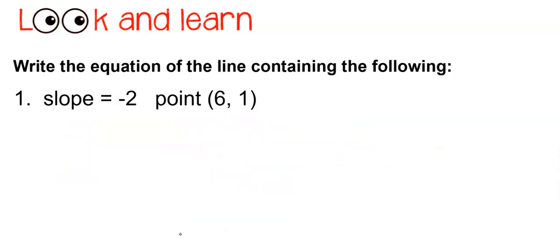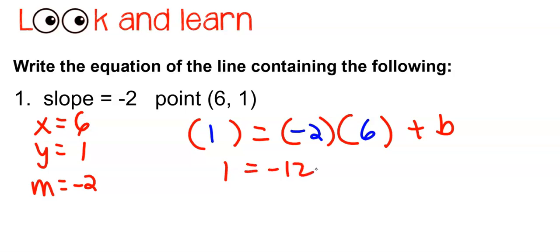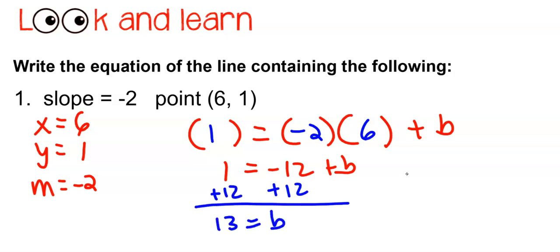Watch one more time. Identify your x, your y, and your m. Erase and replace in the y equals mx plus b equation. Be sure to put your values in the correct spaces. Now we're going to solve for b. And then once we've solved for b, we're going to go back to the original equation, but instead of writing m, we're going to write the slope number, and instead of writing b, we're going to write the b number.